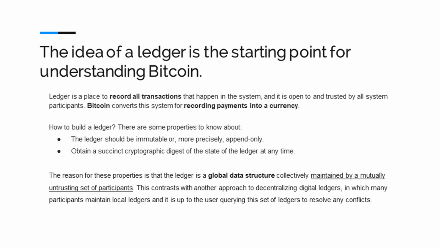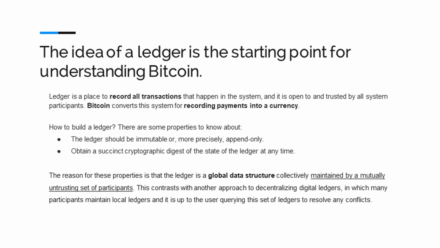The idea of a ledger is the starting point for understanding Bitcoin. A ledger is a place to record all transactions that happen in the system, and it is open to and trusted by all system participants. Bitcoin converts this system for recording payments into a currency. Then, how can you build a ledger for use in an environment like the internet where participants may not trust each other? Let's start with the easy part: the choice of data structure.